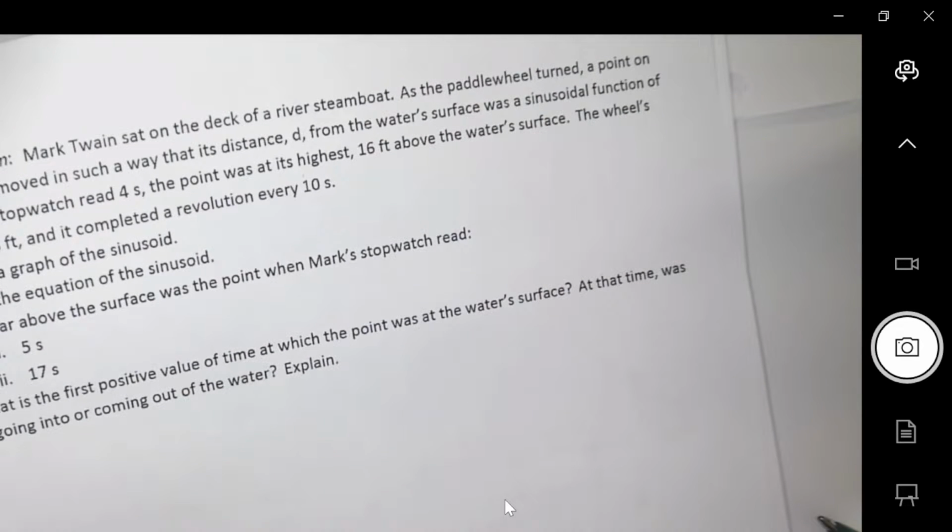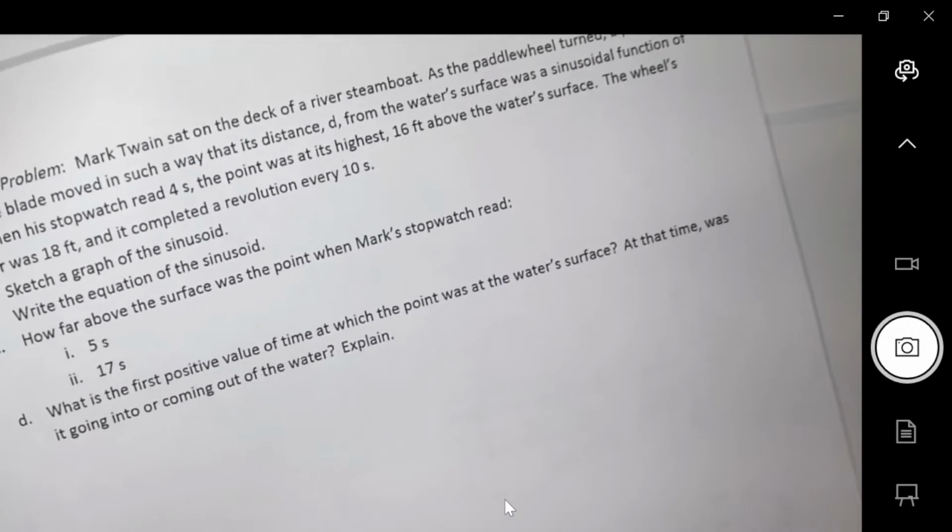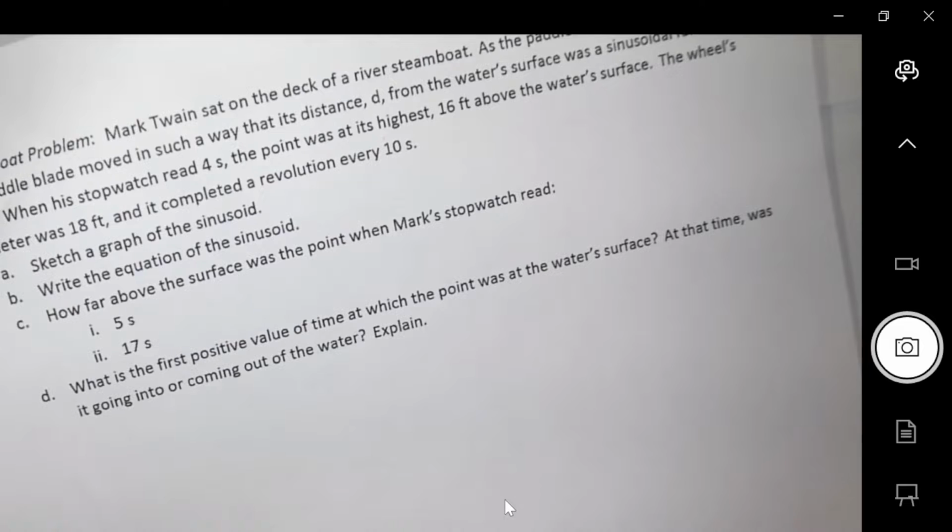Okay, we are on a steamboat. Mark Twain sat on the deck of a river steamboat. As the paddle wheel turned, a point on the paddle blade moved in such a way that the distance from the water surface was a sinusoidal function. When its stopwatch read 4 seconds, the point was at its highest, 16 feet above the water. Okay, the wheel's diameter is 18, and it completes a revolution every 10 seconds.